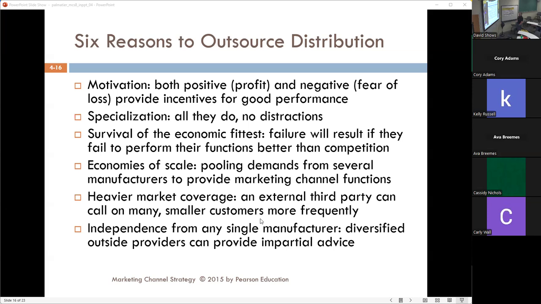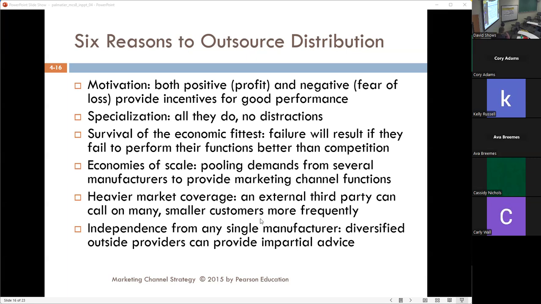These are the reasons that channel partners can do their jobs better than you can. The first is they live with a motivation. They have incentives for good performance, both reward power and coercion power. The positive is that they get to make profits. The negative, or the fear, is that they have to be able to succeed. The incentives are all in the good for good performance.